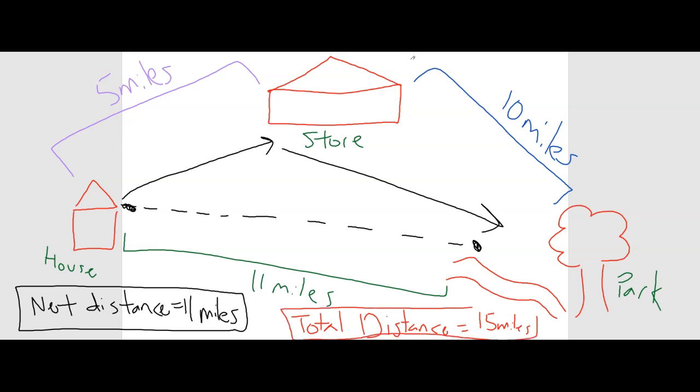So hopefully that provides a little clarification. The net distance is just the distance from the starting point and the ending point. The total distance is where you have to add up all the individual distances that we travel. Let's do another one where they go in the reverse direction. Just going to erase these.